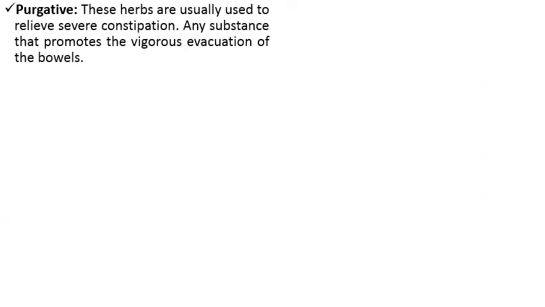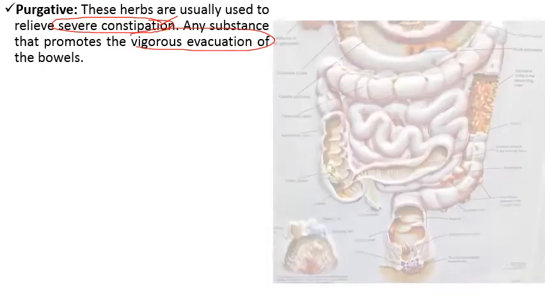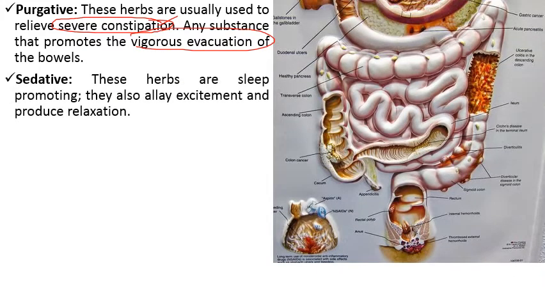Then comes purgative. This is a strong cathartic. So these herbs are usually used to relieve severe constipation. So constipation को treat करने के लिए, any substance that promotes the vigorous evacuation of bowels is known as purgative. Next comes sedative. So these herbs are used to induce sleep. These medicines induce sleep and they allay excitement and produce relaxation.